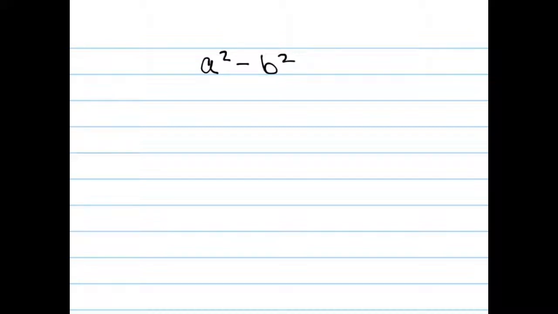So this pattern applies when, first of all, we have only two terms. They have to be subtracted from each other. We can't have an addition in the middle, okay, because you can't factor the sum of two squares. And they have to both be perfect squares. When you meet those conditions, it factors into the sum and difference of the individual square roots. So in this case, it would just be a plus b and a minus b.